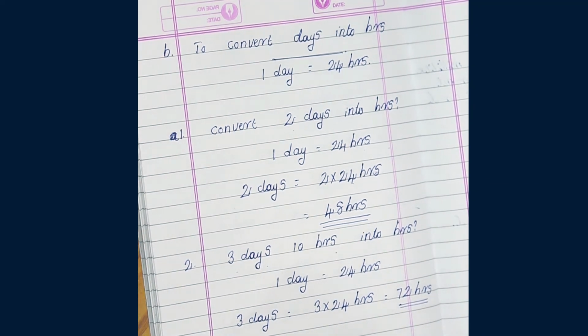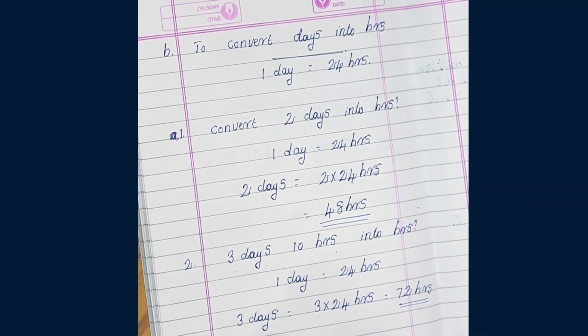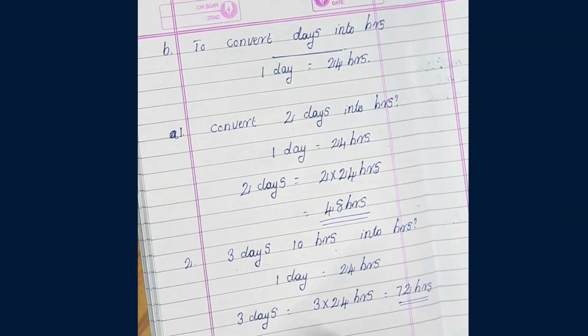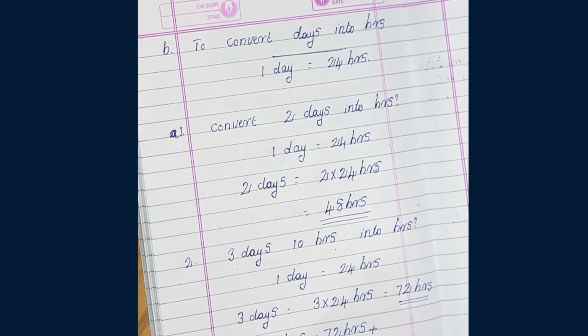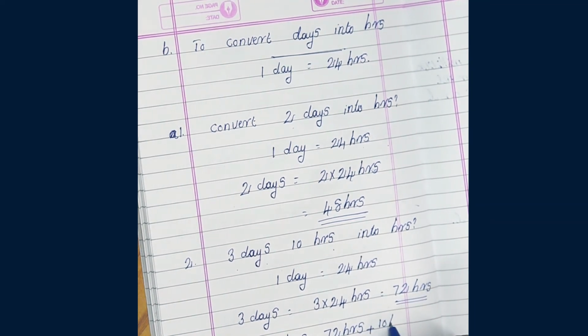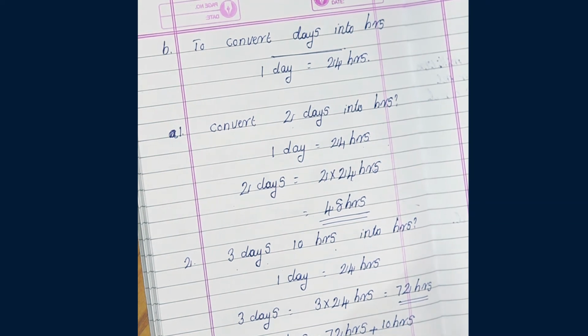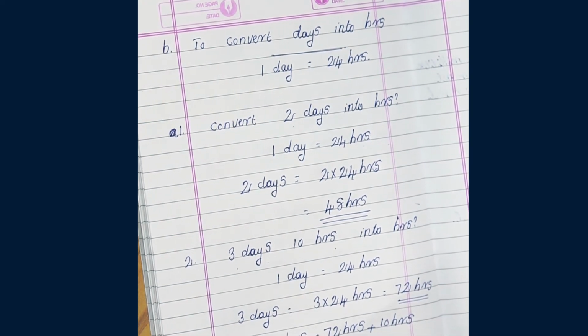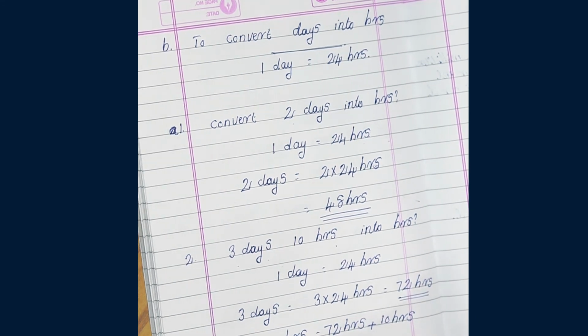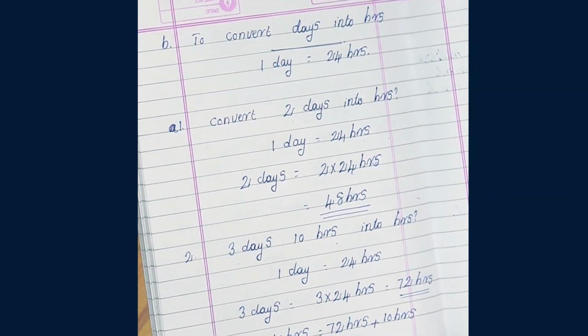Then write the question 3 days 10 hours equal. In the place of 3 days, now we get 72 hours. Then 72 hours plus the remaining hours, 10 hours. So, 72 plus 10 equal 82 hours. So, 3 days 10 hours equal 82 hours.